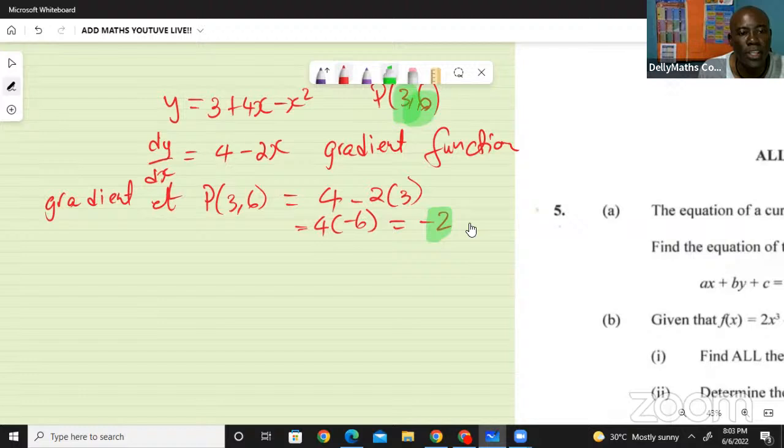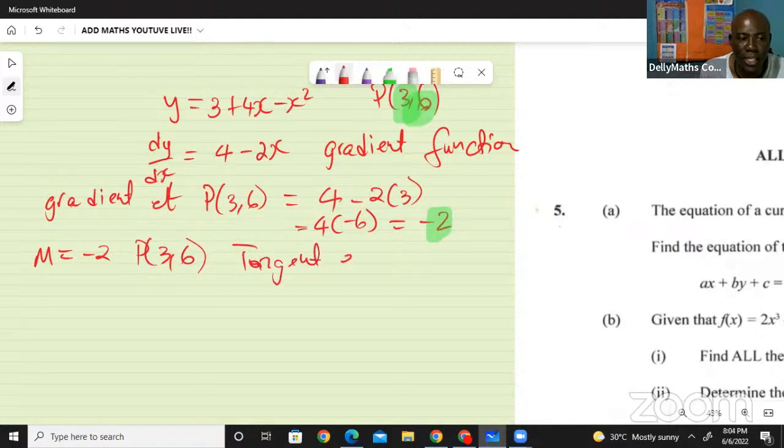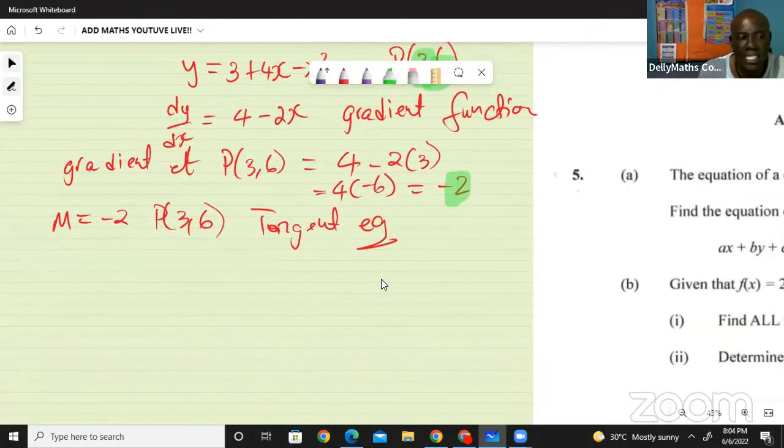So what we're going to do now is use the gradient. So m is equal to -2, and the point P is (3, 6). I'm going to create the equation of this tangent from here. There are multiple ways of doing it, so I won't tell you how to do it, but I'm just going to do it one way. I could just find c using y is equal to mx plus c.